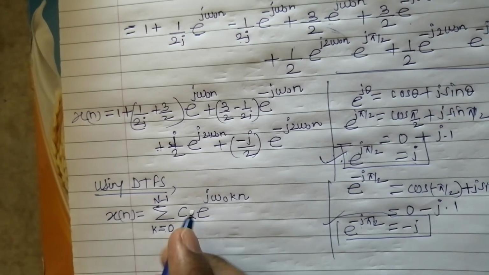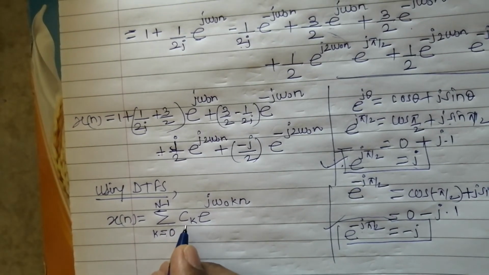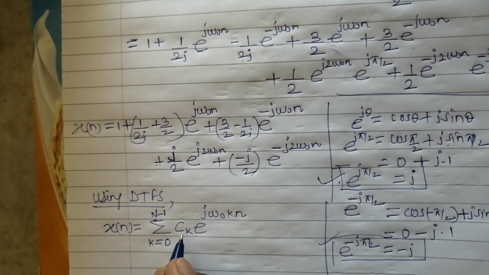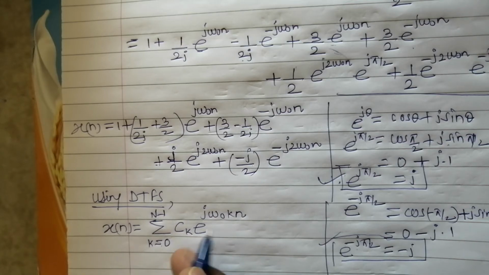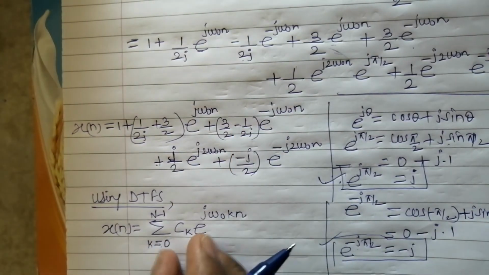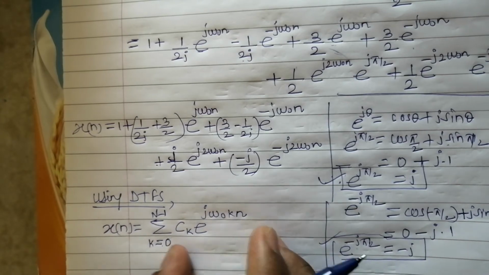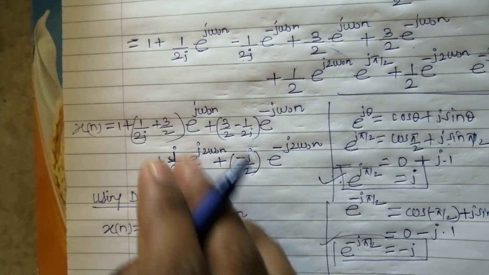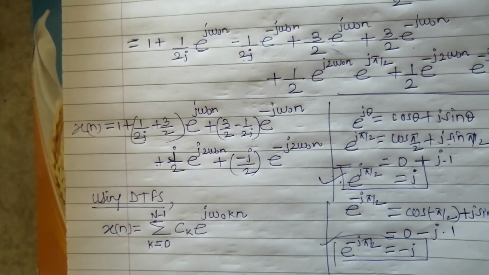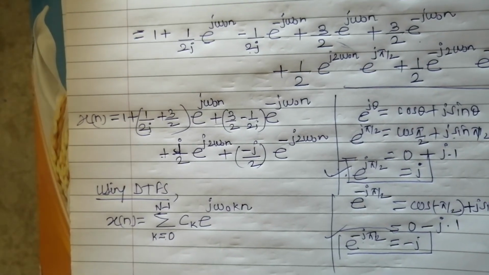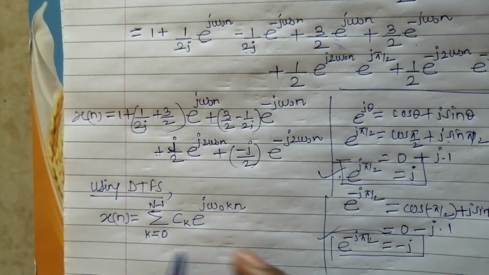Now let us see. To find the Fourier coefficient, as we have seen earlier also, we need to compare this result with the expanded form of this. So let us expand it, and then compare, and then we will get the value of the Fourier coefficients. So now let us see how to expand it.